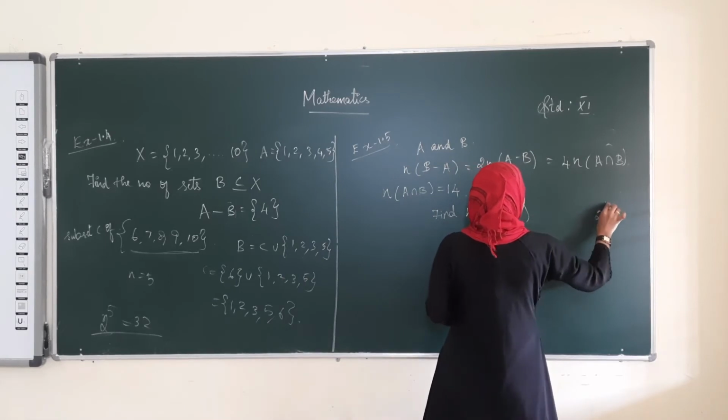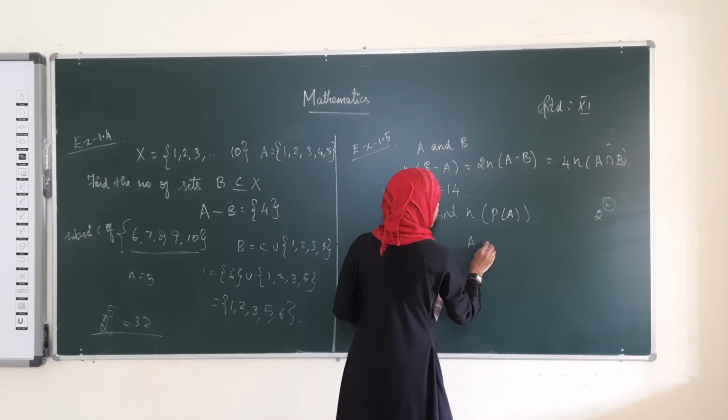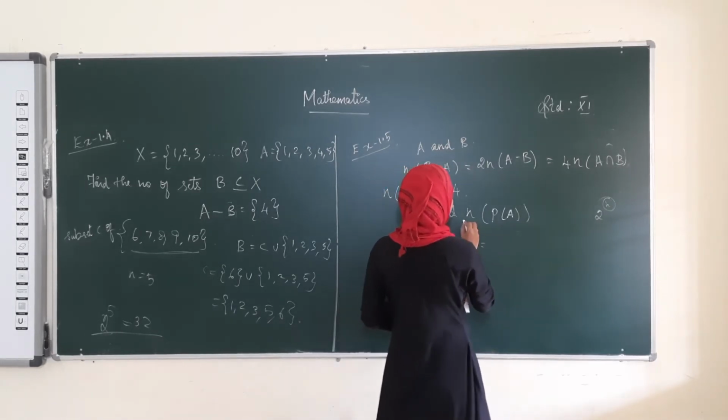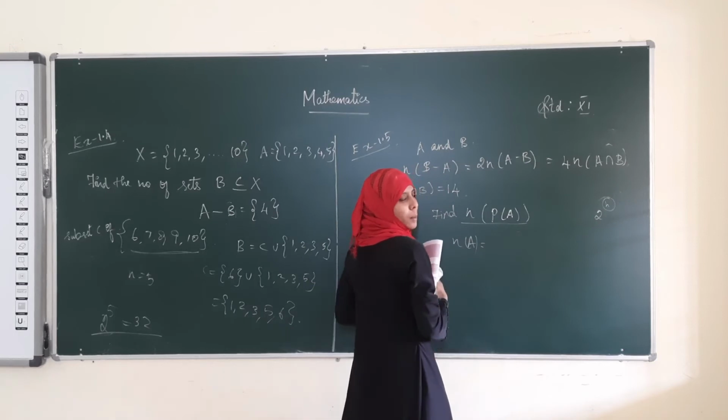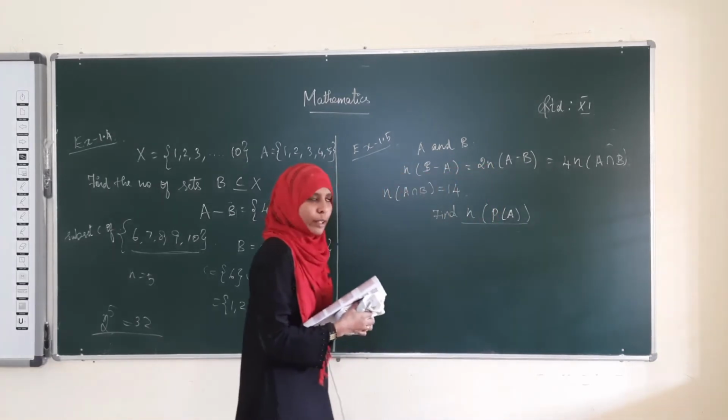2 power n, where n is the number of elements of A. Therefore, we have to find n of A, the number of elements in A. If we find this, we can find n of P of A, that is, n of the power set of A.